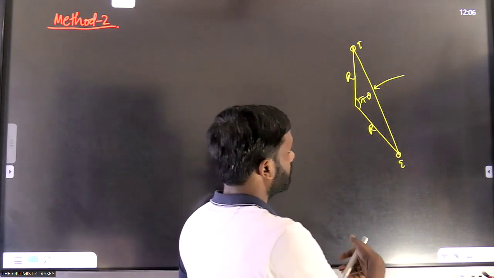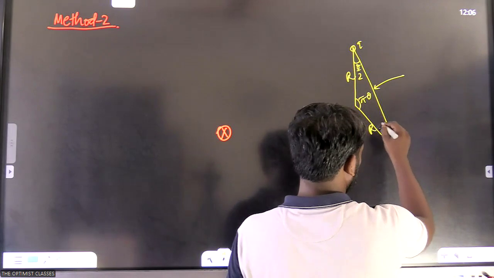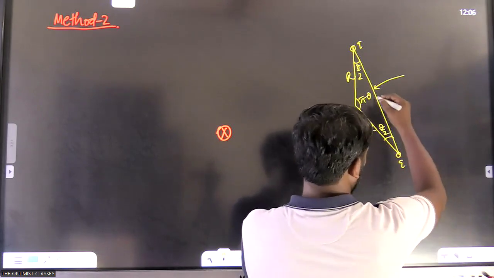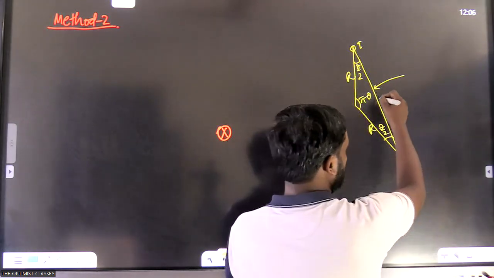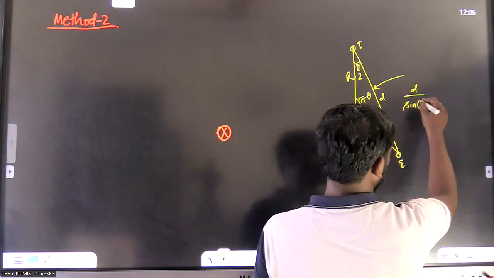So this angle is theta by 2, and this angle is also theta by 2. So using the sine or cosine formula, you can calculate this side. Let us call this side D. So we will write the sine formula: D divided by sine of pi minus theta.